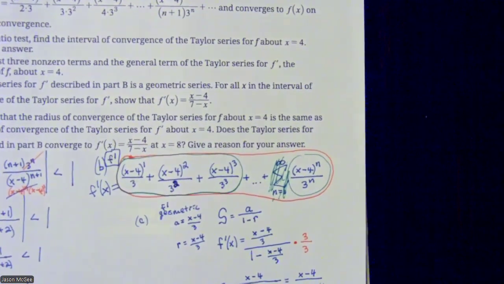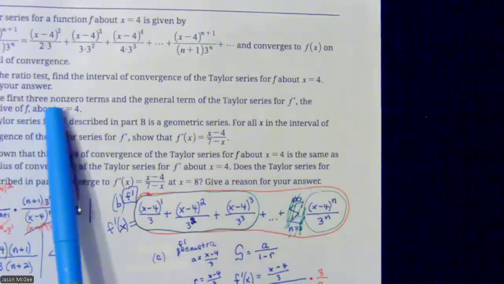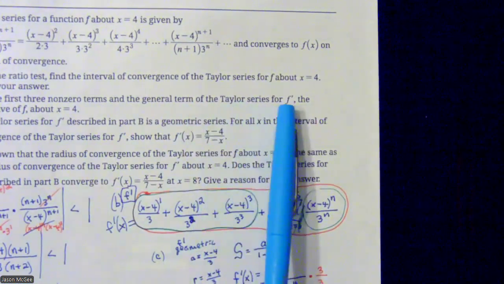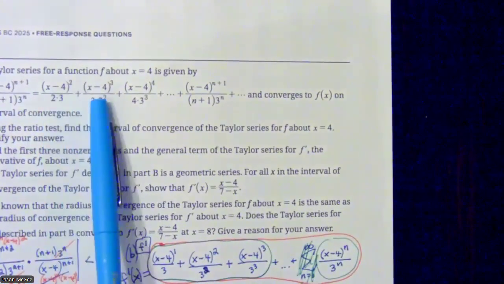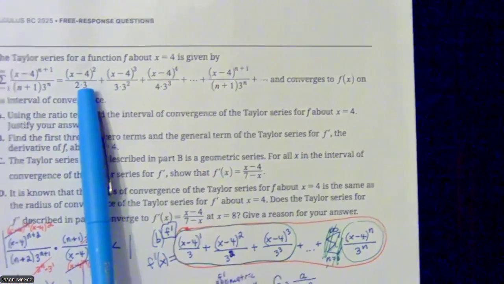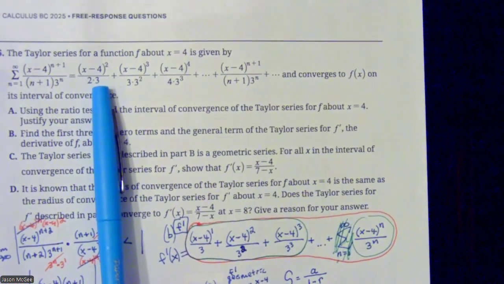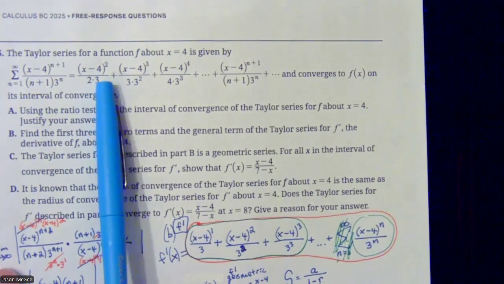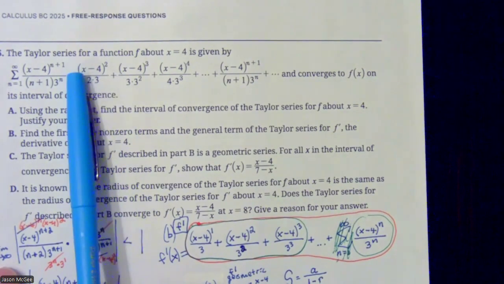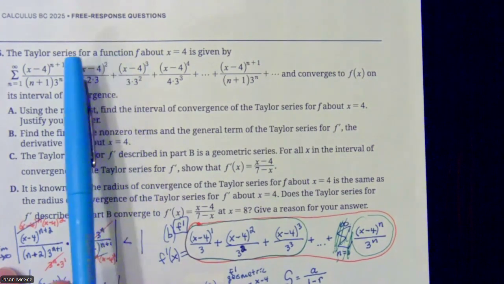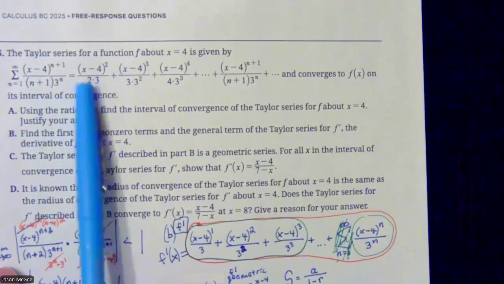Okay. So letter B, I like letter B. I think you'll like letter B there. It says find the first three non-zero terms and the general term for f prime. So you're just looking at these guys and you're literally just doing your power rule. You multiply by your power, decrease the power by one, take the derivative of each of those. Now, if you multiply by the power, you're taking two, and then that two's on the bottom. So those are just going to cancel out.